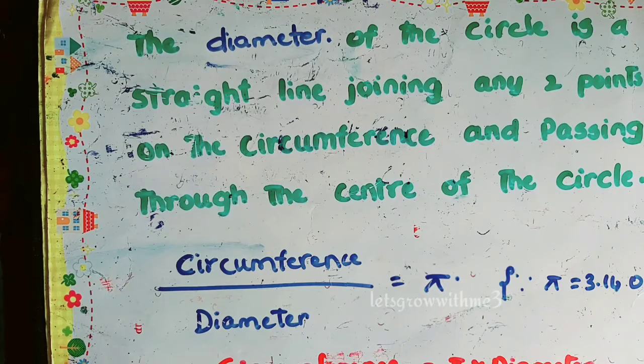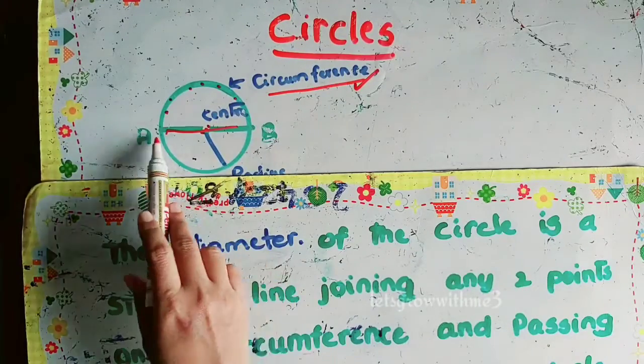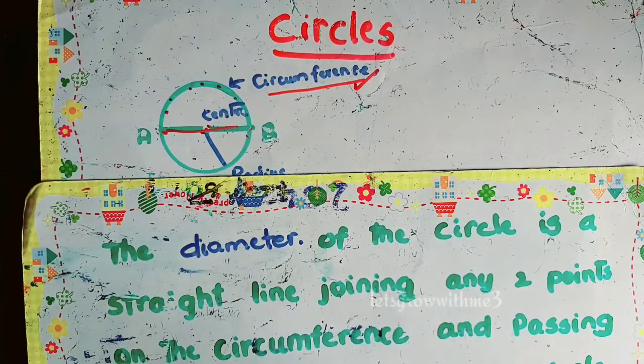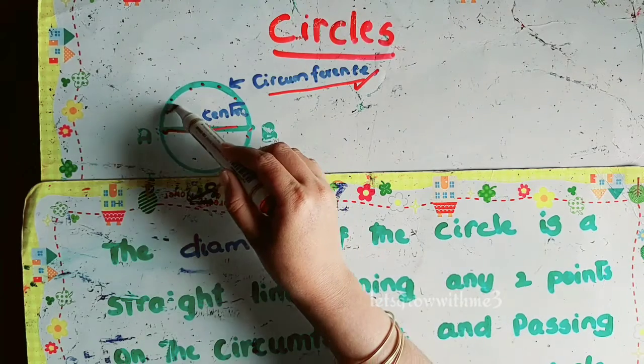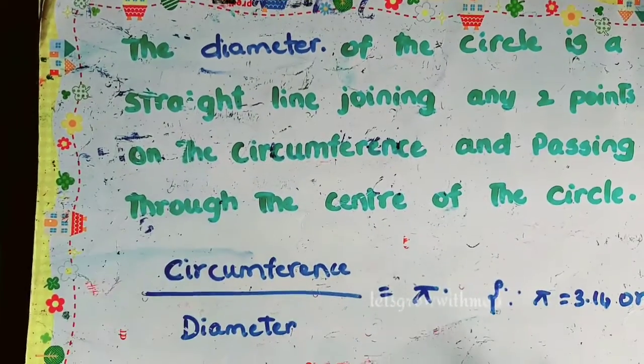So what do you mean by diameter? We need to join 2 points on the circumference, but that line has to pass through the center. That's the condition. If the line is passing through the center, then we call that line a diameter. Here also you can take any 2 points on the circle, but if it has to be a diameter, it has to pass through the center. For example, this line you can't call a diameter. Why? Because it is not passing through the center. For a diameter it has to pass through the center.